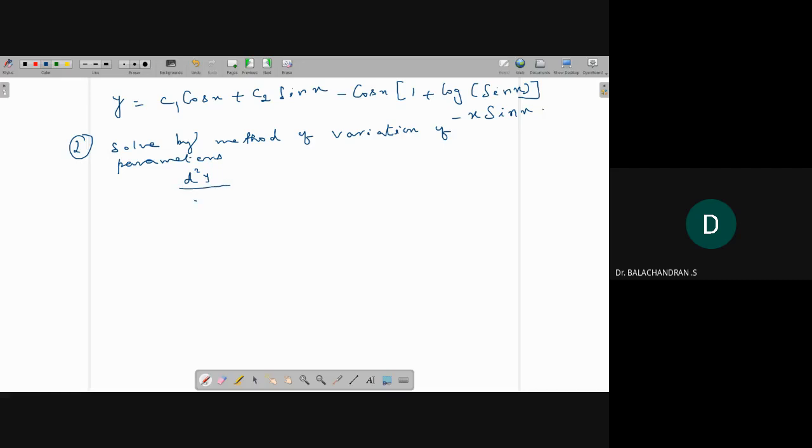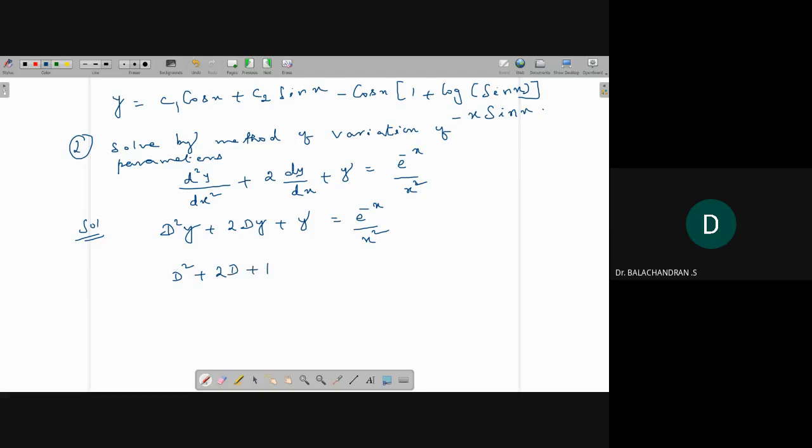d square y by dx square plus 2 into dy by dx plus y equal to e power minus x by x square. The solution. So first you should write the auxiliary equation. Before that I will write it like this: d square y plus 2 dy plus y equal to e power minus x by x square. Or d square plus 2d plus 1 into y equal to e power minus x divided by x square.